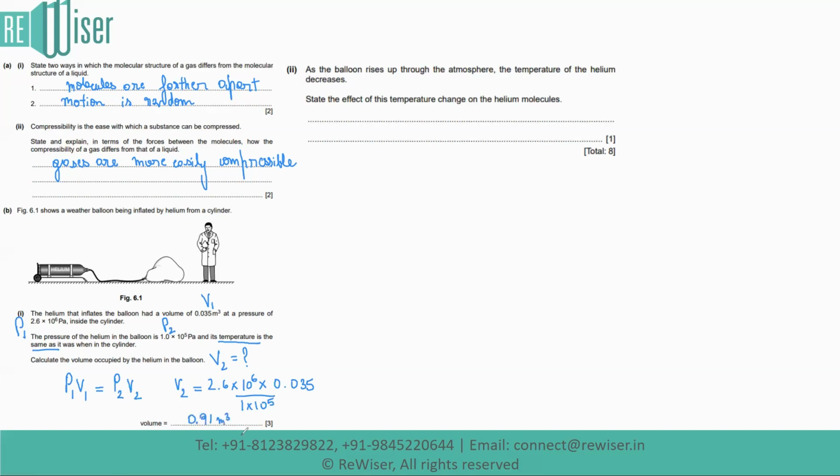0.91 meter cube. Moving on, as the balloon rises up through the atmosphere, the temperature of the helium decreases. State the effect of this temperature on the change in the helium molecules. As temperature decreases, the average kinetic energy of the molecules decreases. And since kinetic energy decreases, the molecules become slower.